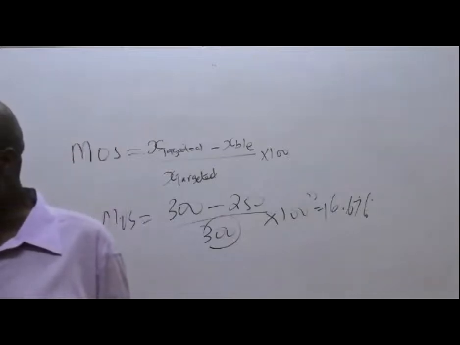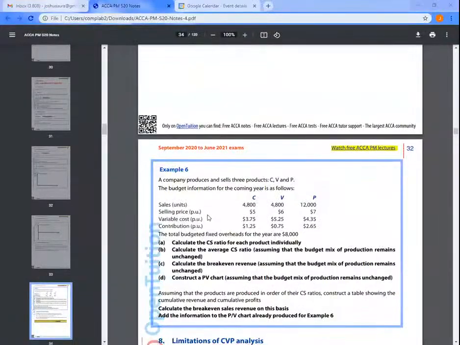Ladies and gentlemen, here we are. We are given just a straightforward example. A company produces and sells 3 products, C, V, and P. The budget information for the coming year is as follows. You can see the sales, the selling price, the variable cost, and the contribution per unit. The total budgeted fixed overheads for the year are 8,000.